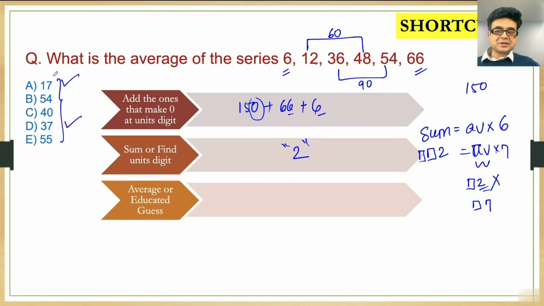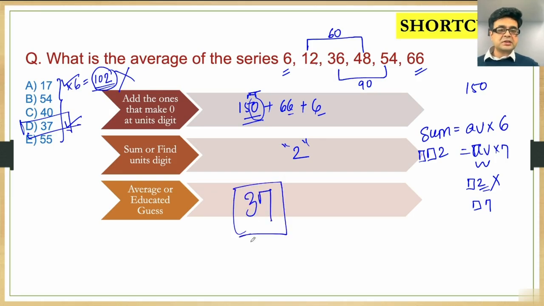We have 2 quantities here, 17 and 37, both of which have units digit of 7. And now I can make an educated guess, or I can just multiply 17 times 6 to know that it is just 102. I already know that the sum is somewhere more than 150 because 4 of these numbers gave me 150. There is no way that my average is 17 because 17 multiplied by 6 is only 102. So this goes away and I can make a very good educated guess that my average is going to be 37, not 17. So again, a very quick shortcut method, but this is not all. We have 2 more methods to go.